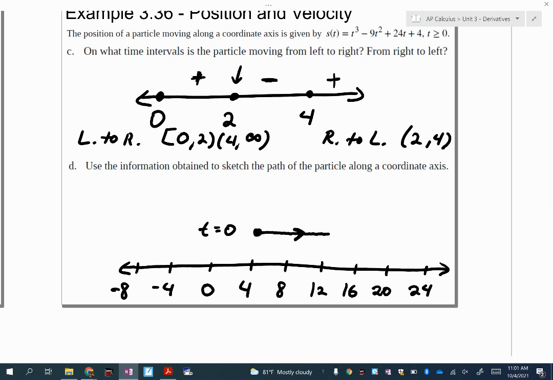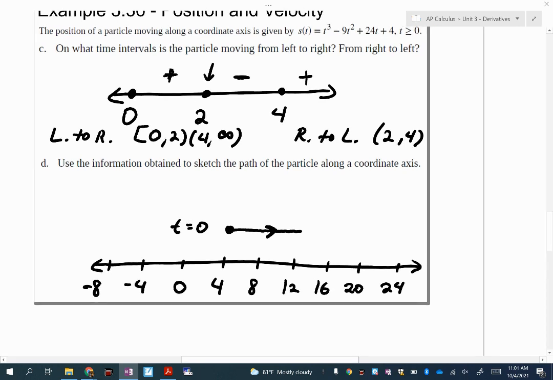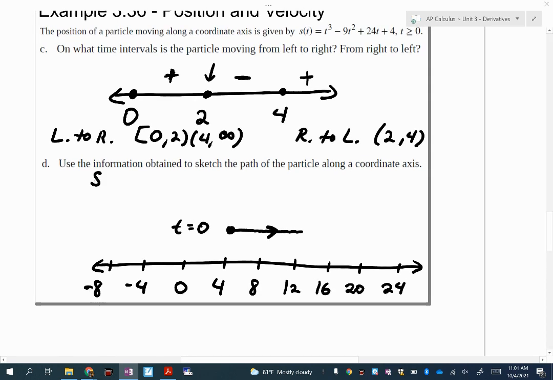Now we're going to go from right to left. So I'm going to plug 2 into my position function: 2 cubed minus 9 times 2 squared plus 24 times 2 plus 4. And that's going to give me where I'm going to stop and turn back the other way.